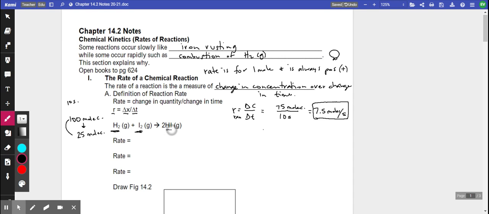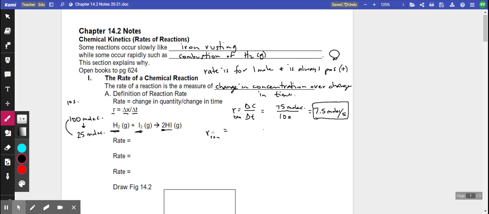The HI, hydrogen iodide, is forming 2 molecules for every one of these. So if 75 molecules were used up, if this goes down by 75, this one went up by 150. So for the rate of the reaction, okay, the rate can't be different. For a reaction to occur, it's happening at the same rate. So we have to somehow fix this.